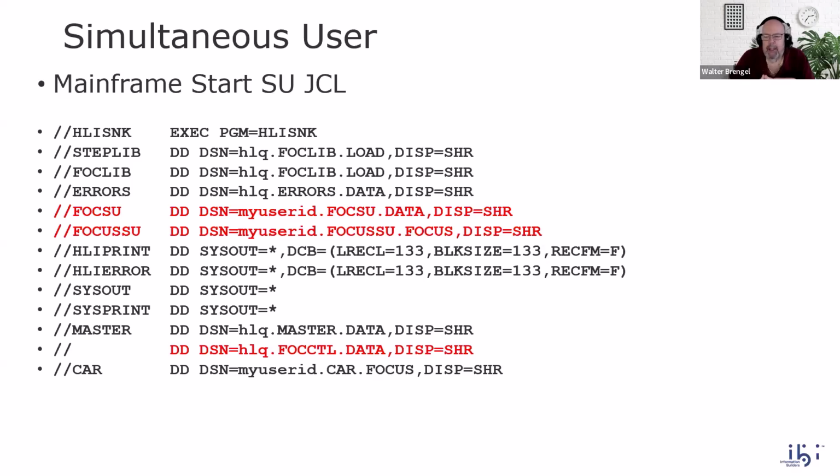Master, we have HLI.master.data. So that master has to have masters of all the files that it's going to access. So it would have to have, in this case, car. So this single SU is only going to manage the car file. Notice in red, I have the focusctl.data. This is there because there's a master for focus SU, and that happens to reside in the foccontrol.data dataset. Okay, so that's why that's there.